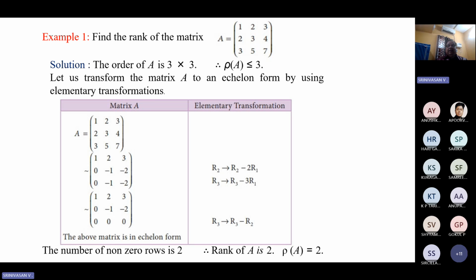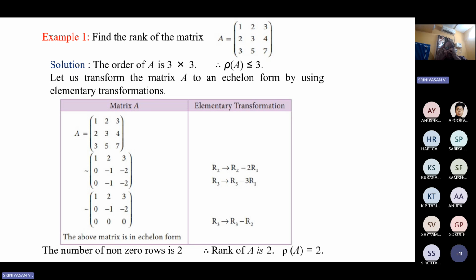Let's go for practical examples of finding the rank of a given matrix. Example 1. Find the rank of the matrix A, where A is the 3 by 3 matrix 1, 2, 3, 2, 3, 4, 3, 5, 7. First, let us have some impression. The order of A is 3 by 3, so we cannot exactly say what the rank is, but we can say that rho of A is less than or equal to 3, because the order is 3 by 3. It cannot be more than 3.